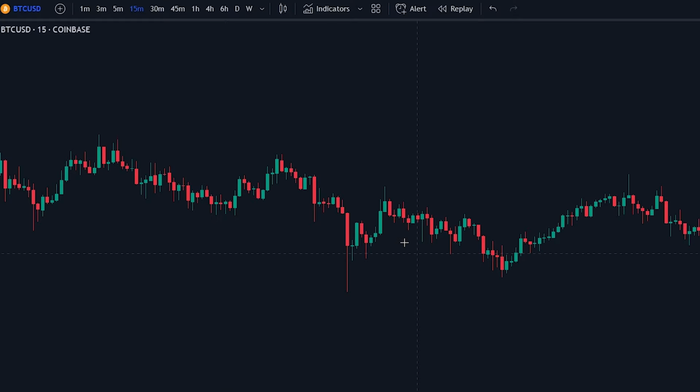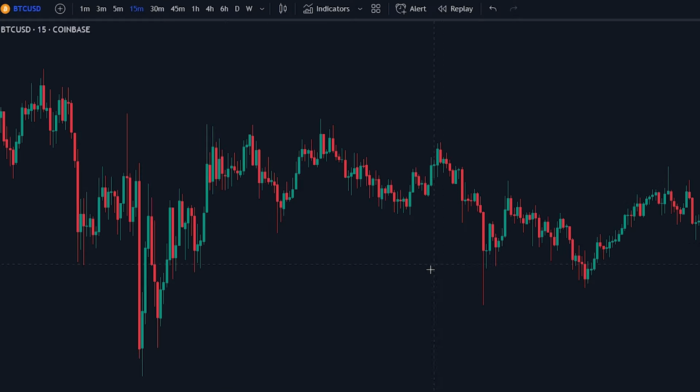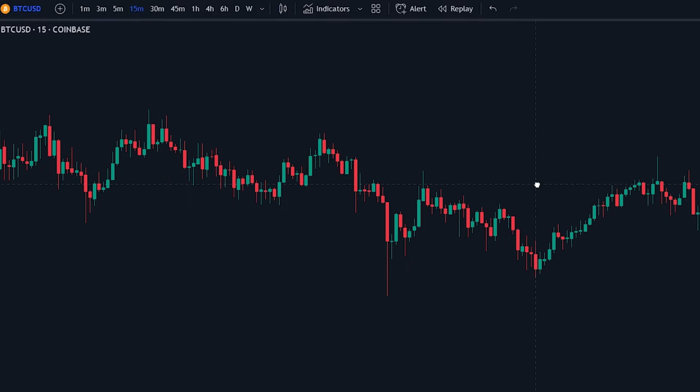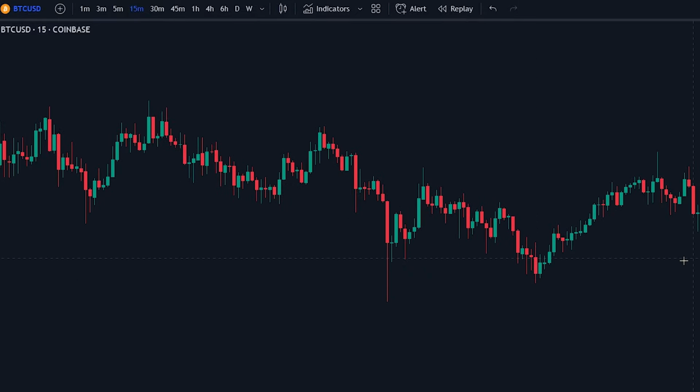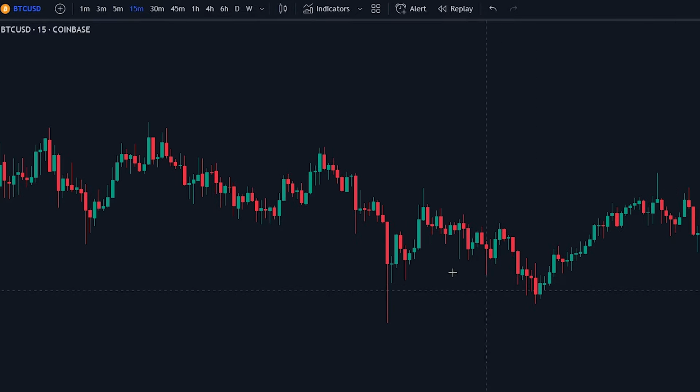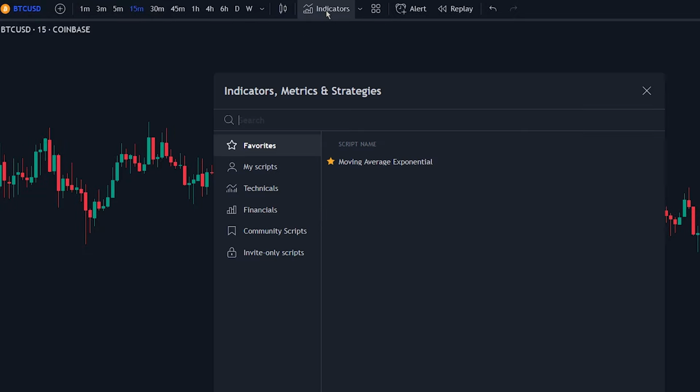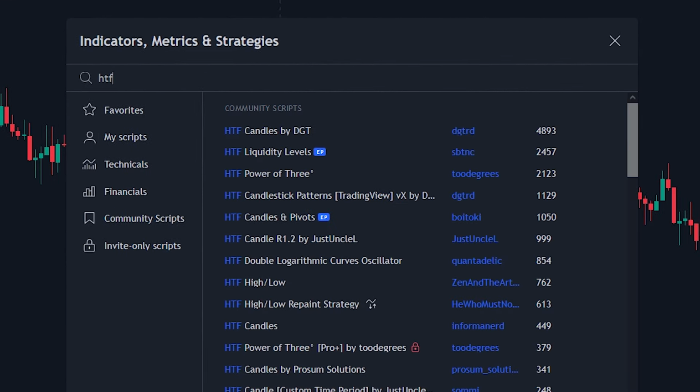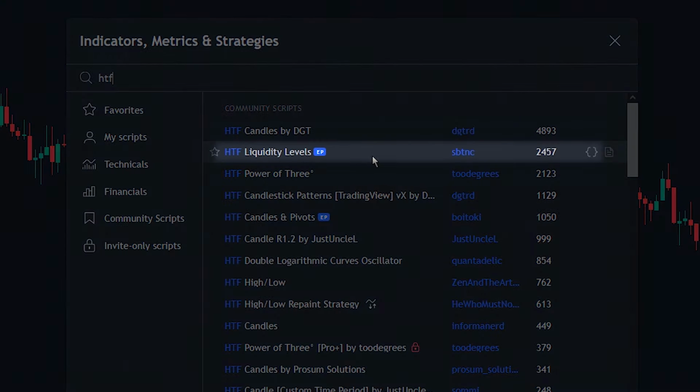In order to be able to enter into positions, it's important to first find liquidity levels. However, finding these levels can often be confusing, so let's add an indicator to the chart to help us find these levels. Head over to the Indicator Search tab and search for the HTF Liquidity Levels indicator. Select the indicator made by SBTNC and add it to the chart.